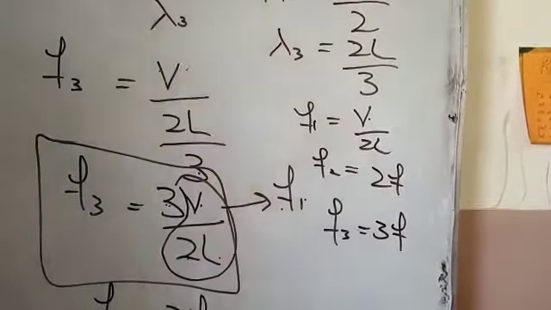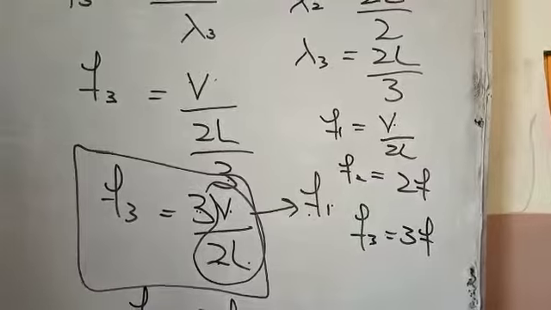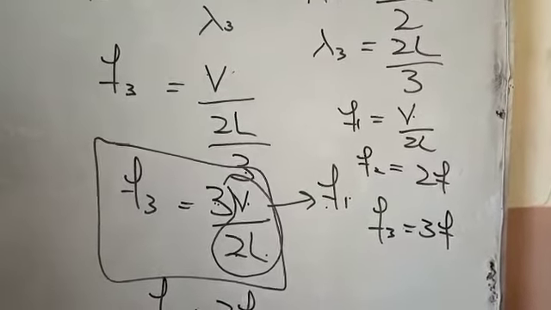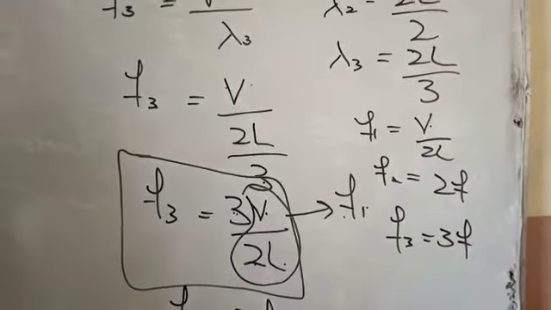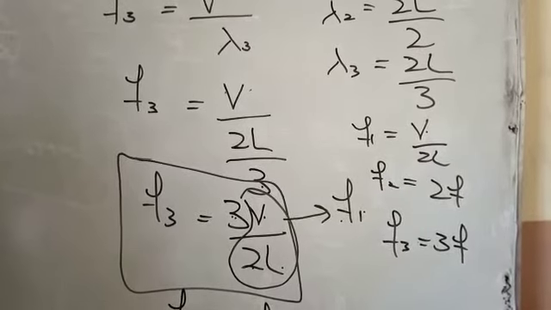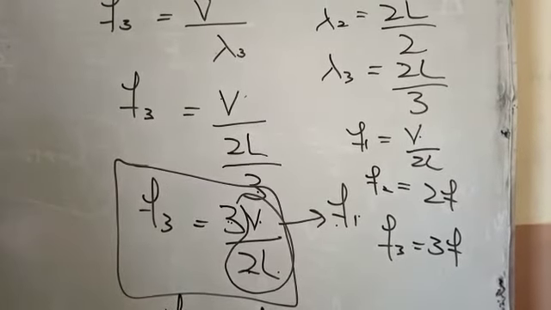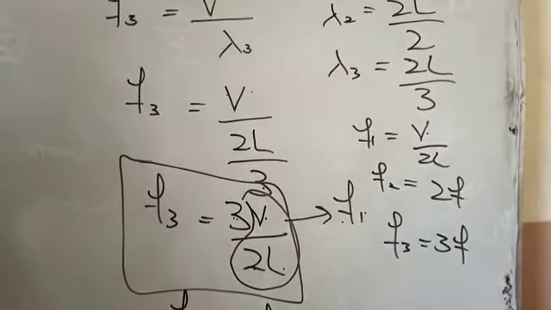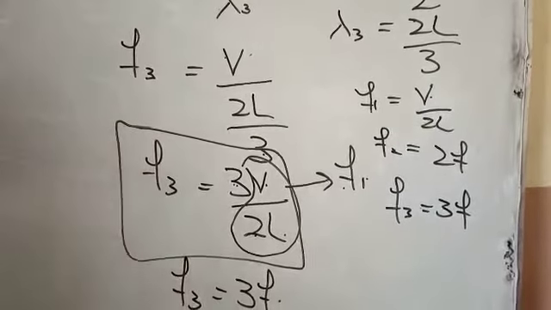Now we want to find the expression for frequency as well as wavelength when we pluck the string at any arbitrary point. We generalize the value of the frequency as well as wavelength when we pluck the string at any point.